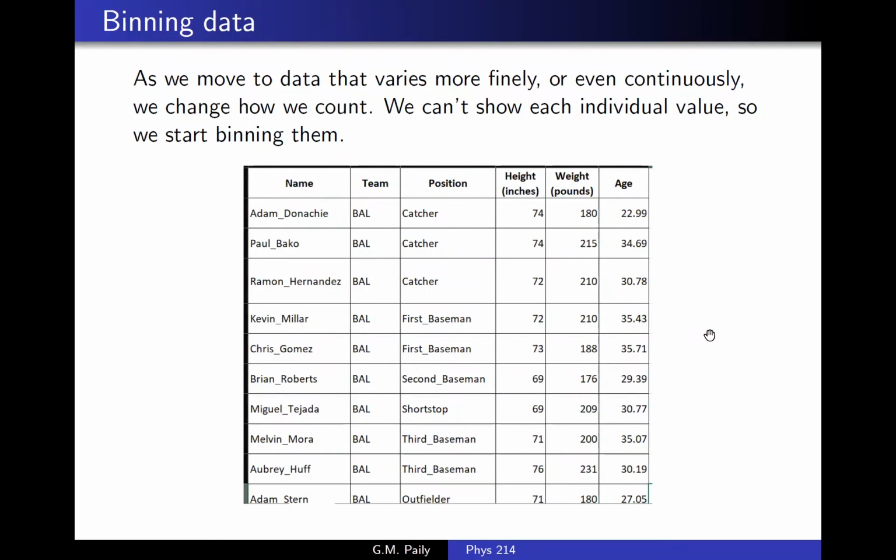Now, we've been dealing with coins and dice. They have a fairly small number of possible results. We can enumerate all of them. It's easy. But once you start moving to data that varies more finely or even continuously, well, then you can't show each individual value. So instead, you start collecting the data in bins. As an example, here is some data for over 1,000 baseball players. The name of the player, team, the position, the height, weight, and age.